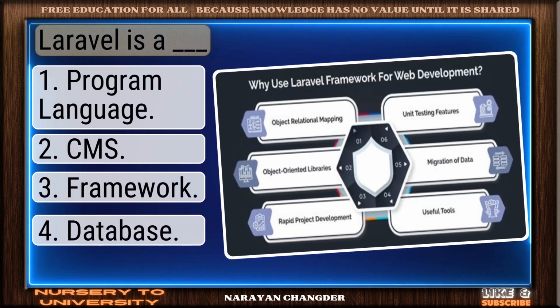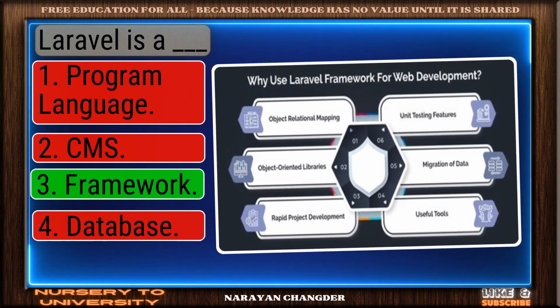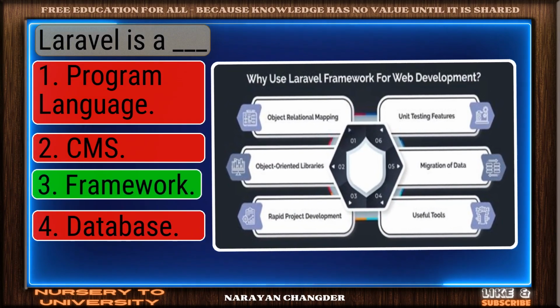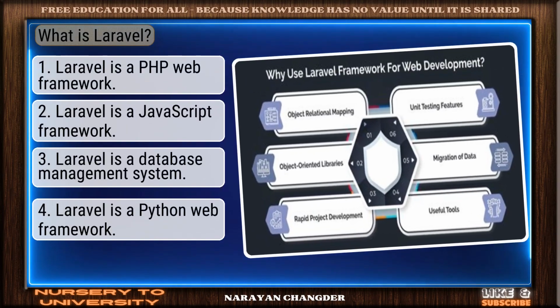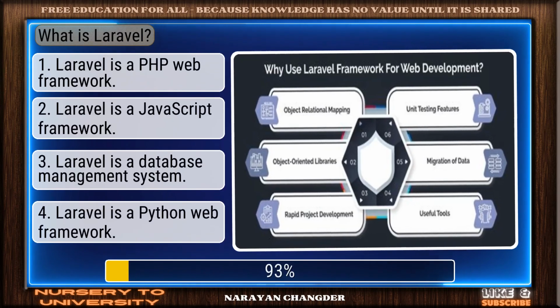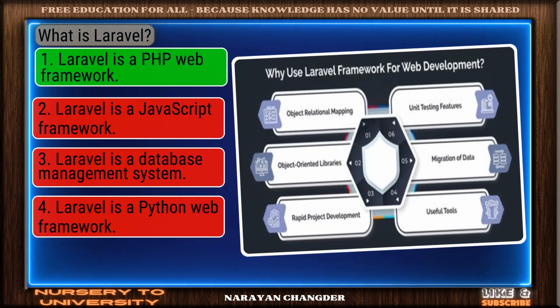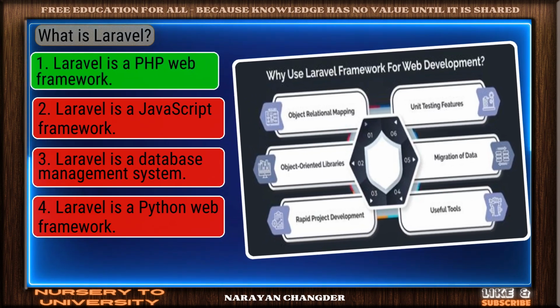Question number 79. Laravel is a dash. Solid response. Framework is a valid choice. Question number 80. What is Laravel? Perfect. Laravel is a PHP web framework is the correct choice.